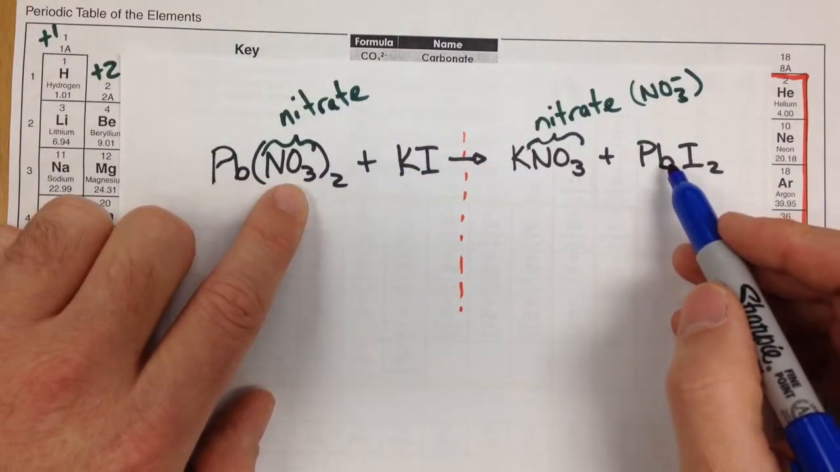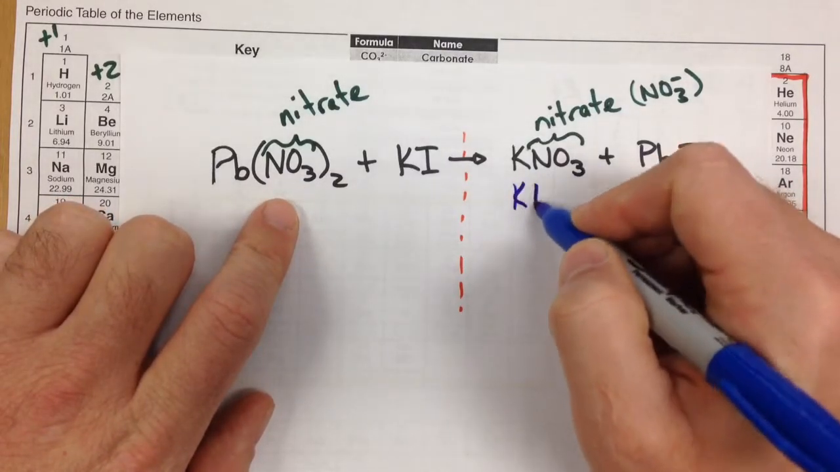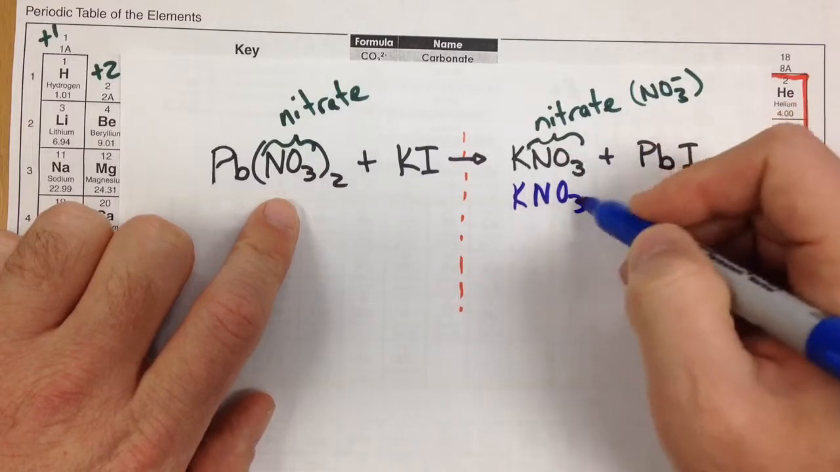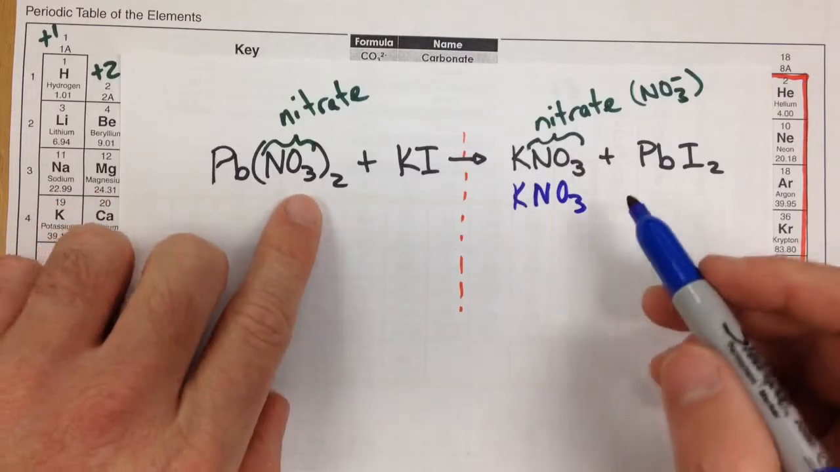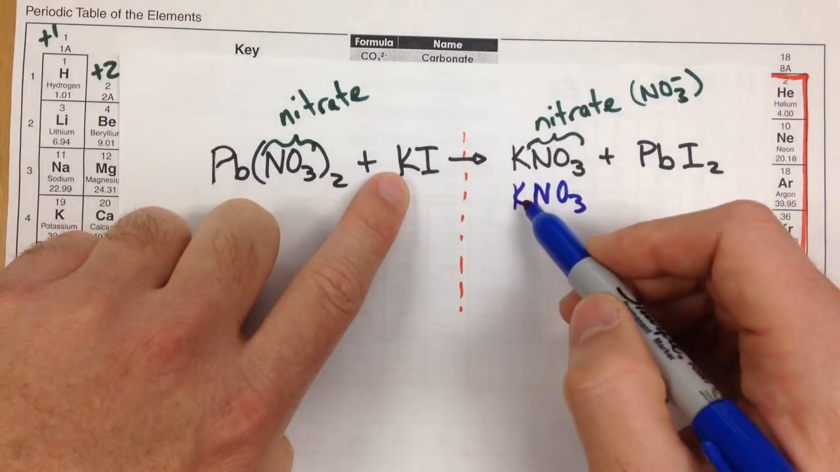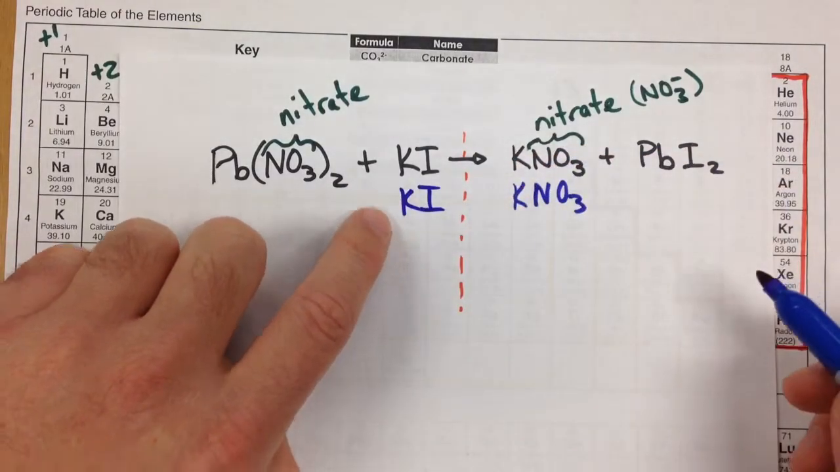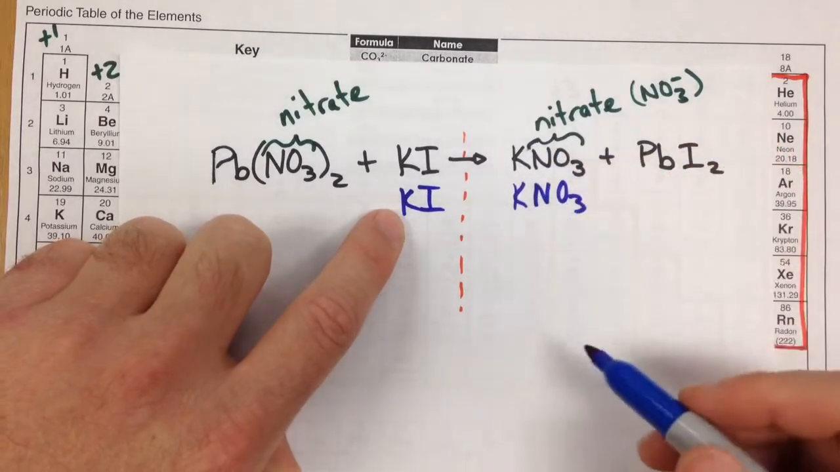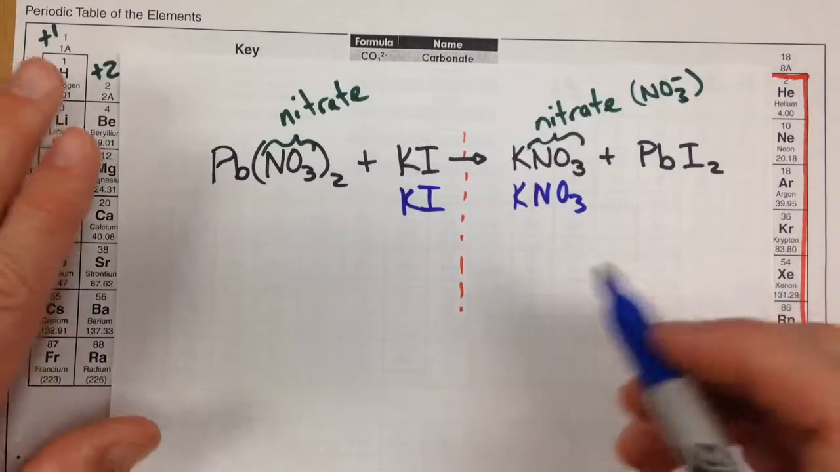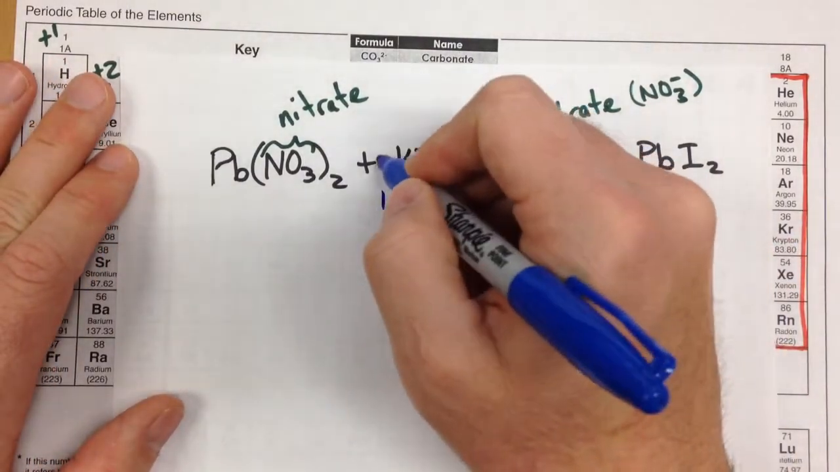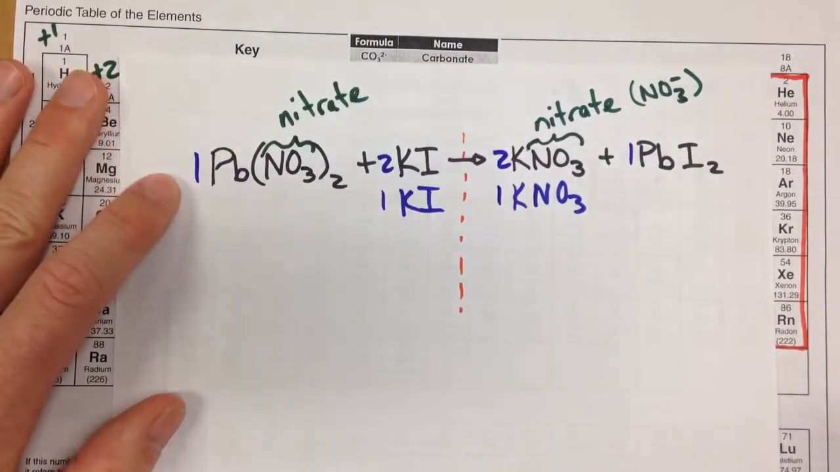So 1 lead, 2 nitrates versus 1 nitrate. Always and only add to the side that has less. 2 nitrates, 2 nitrates, because that 2 gets distributed. 1 potassium, 2 potassiums. Always and only add to the side that has less. 2 potassiums, 2 potassiums. 2 iodines, 2 iodines. And we're balanced. How many units of each? 2 units, 2 units, 1 unit, and of course 1 unit.